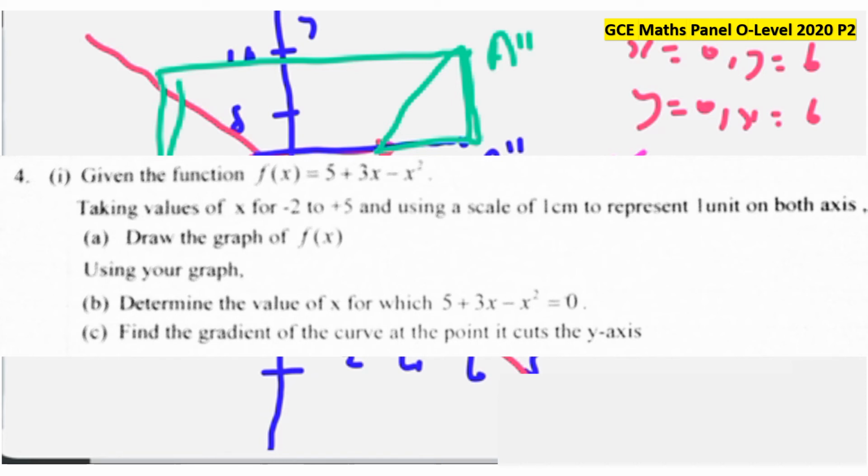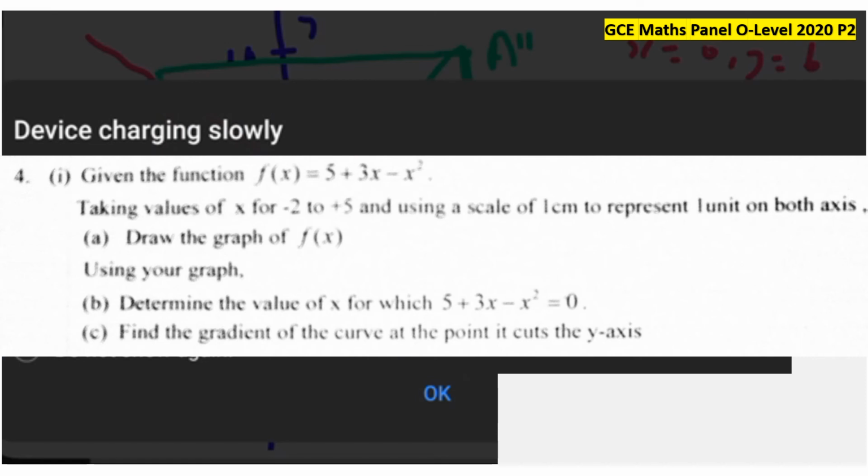So we are given this quadratic function. As you can see, it's a quadratic function, and this quadratic function is defined by f of x is equal to 5 plus 3x minus x squared. And we are being told that taking values of x from -2 to +5, and using a scale of 1 centimeter to represent 1 unit on both axes, we should draw the graph of f of x.